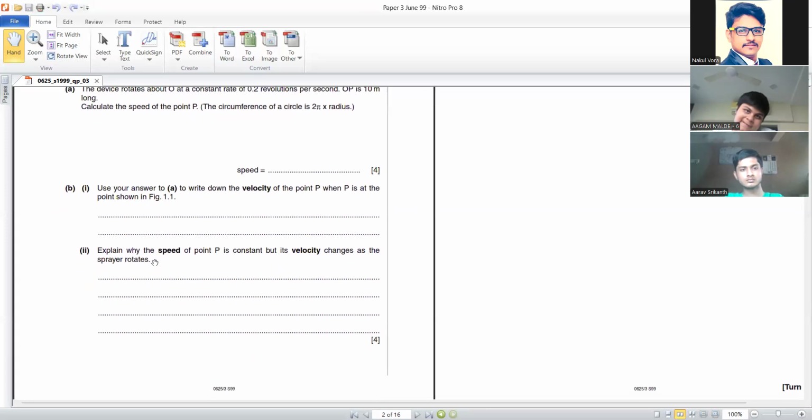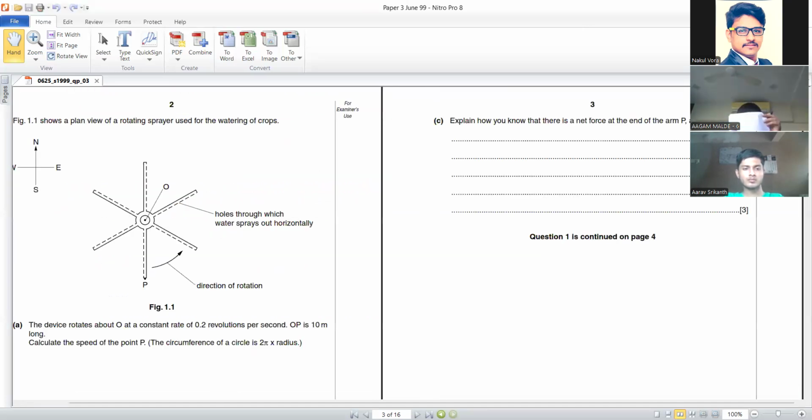Explain why speed of point P is constant but velocity changes as the sphere rotates. Why is the velocity changing? Tell me. Direction is changing. Perfect answer. The magnitude is the same, but the direction is changing. If direction or magnitude, any one changes, the vector quantity changes, and therefore the speed is remaining constant and the velocity is changing. Very good. So that was an easy question.